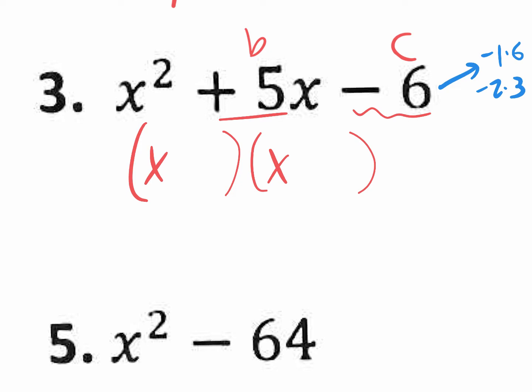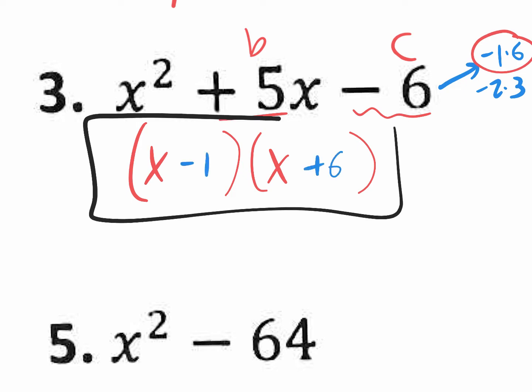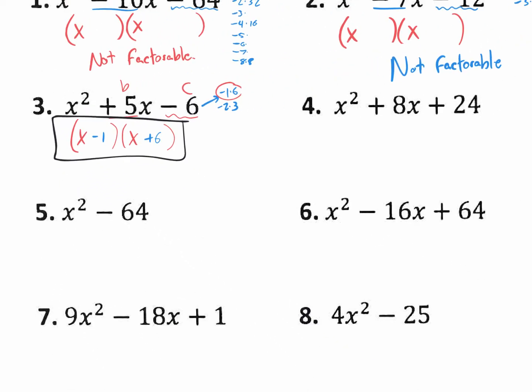Which pair of numbers combines together to give you the middle value, positive 5? Negative 1 and 6. So we're going to plug in the negative 1 right there and the 6 right there, and that is our factored form. Cool? All right, number 4.